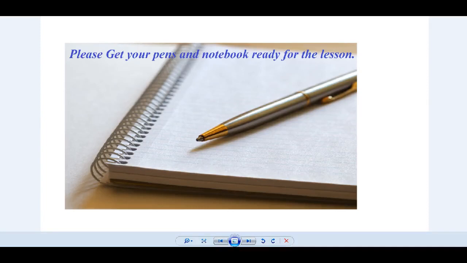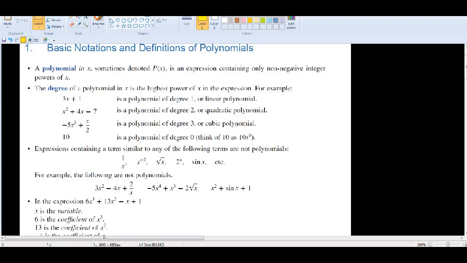Okay, so year 10, this will be our first lesson on polynomials. Polynomial is a new chapter. First we are going to see some basic notations and definitions for polynomials. So, first question, what do we mean by polynomial?